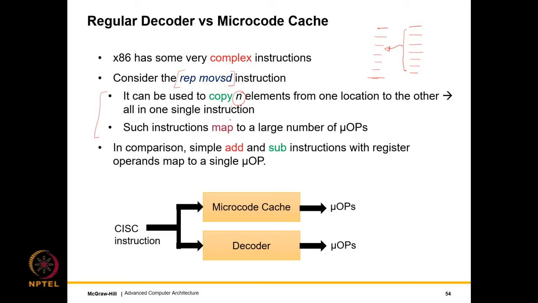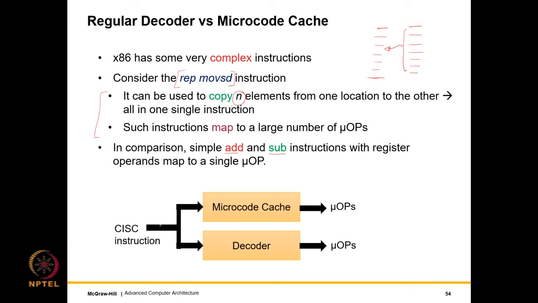When we convert from CISC to RISC, this instruction will map to a very large number of micro operations, primarily because we are compressing an entire loop into a single instruction. In comparison, in a CISC ISA, simple add and subtract instructions with register operands will map to a single micro operation.